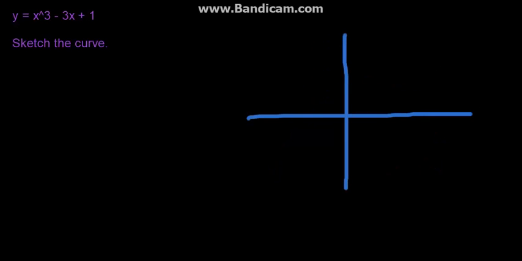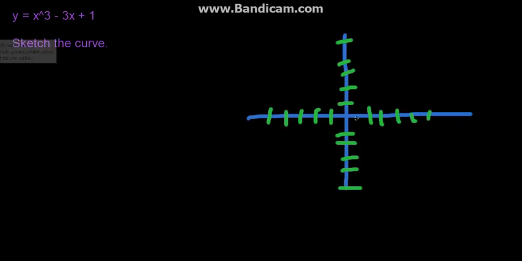Okay, so I guess we'll make a little graph, and we will put little tick marks. Yeah, that's about right. So each hash mark will represent 1. So with our funky looking graph, we're going to sketch the curve.